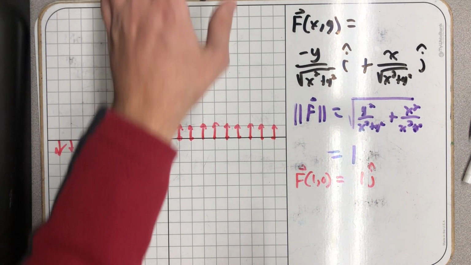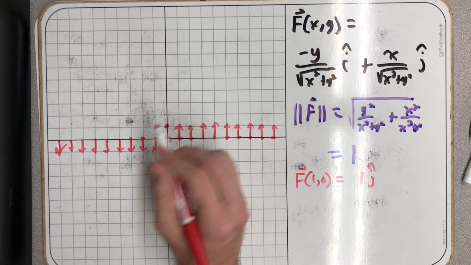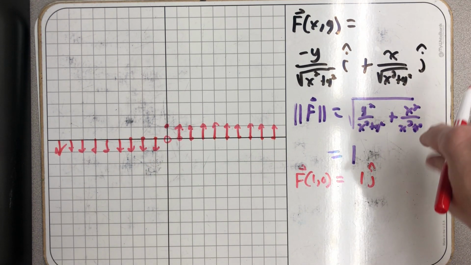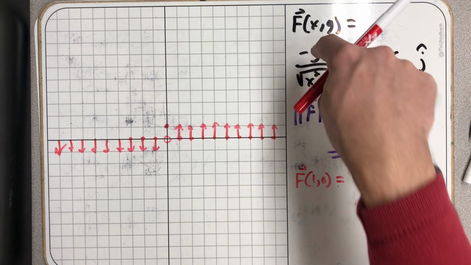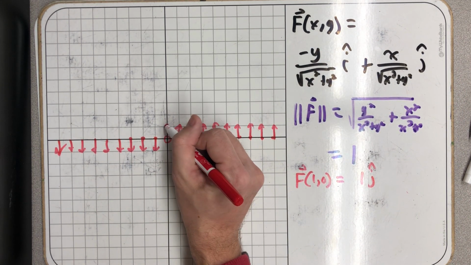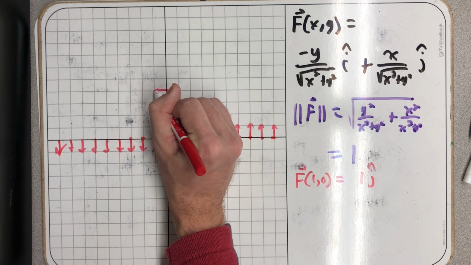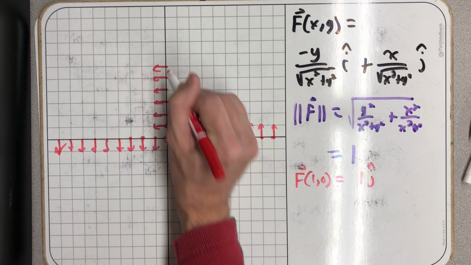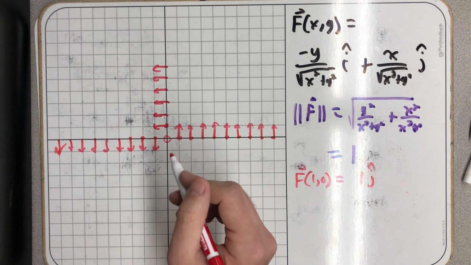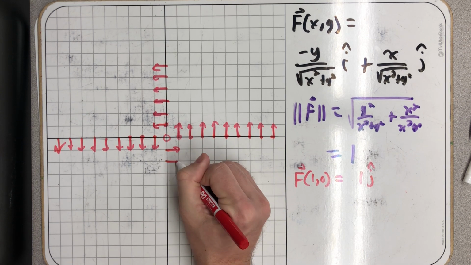I'm wondering what's going to happen on the y-axis. So here I'm at the point 0, 1. The j component is going to drop off, but I'm going to get minus 1 over 1. I'm going to point towards the left. And in fact, for every point on the y-axis, all right, I don't think I'm going to draw all of the arrows all the way up here, but maybe that's enough. On the opposite side of the y-axis, now I have a positive going this way.